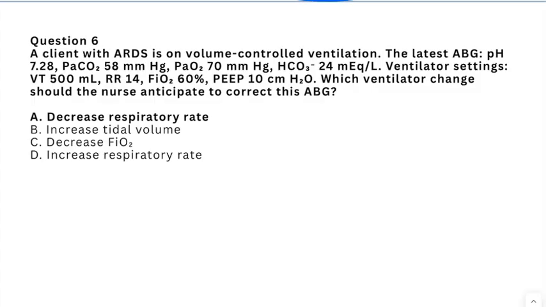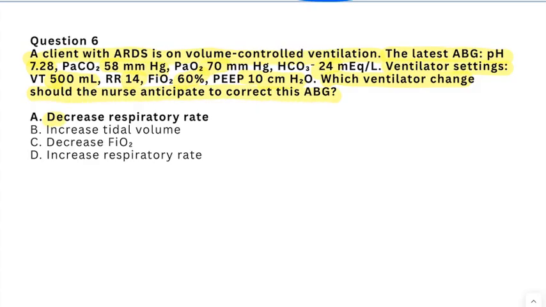Okay, so our next question. A client with ARDS is on volume-controlled ventilation. The latest ABG: the pH is 7.28, PaCO2 is 58, the PaO2 is 70, and the bicarb is 24. These are the following vent settings: the tidal volume is 500, the respiratory rate is 14, the FiO2 at 60 with 10 cm of PEEP. Which ventilator change should the nurse anticipate to correct the ABG?